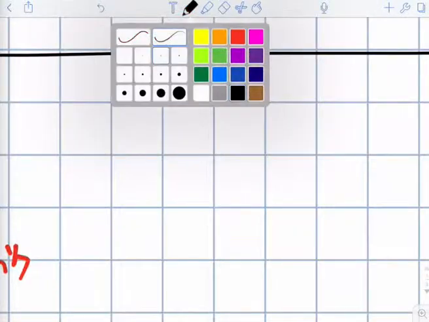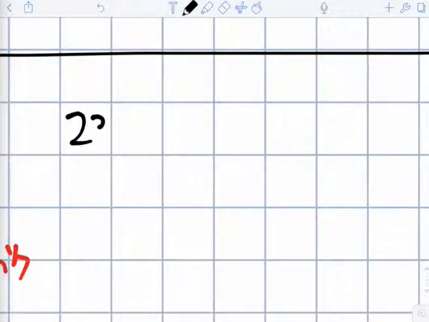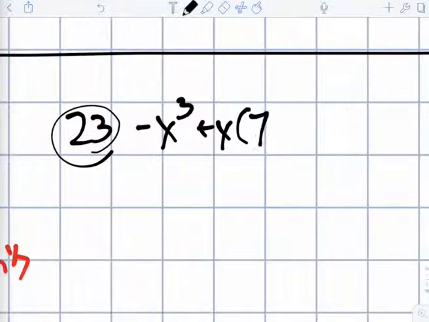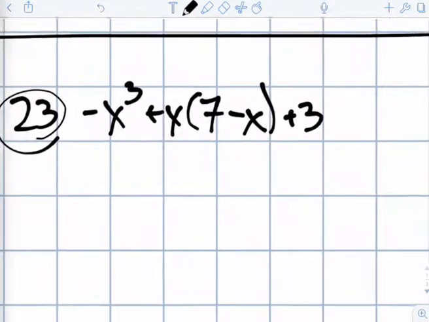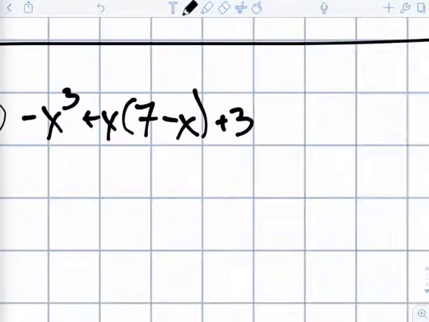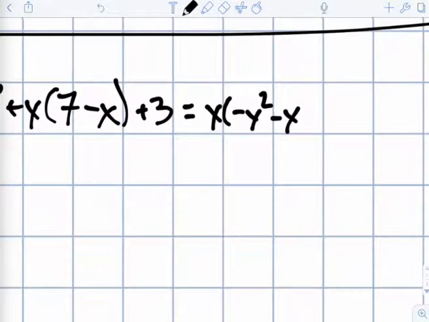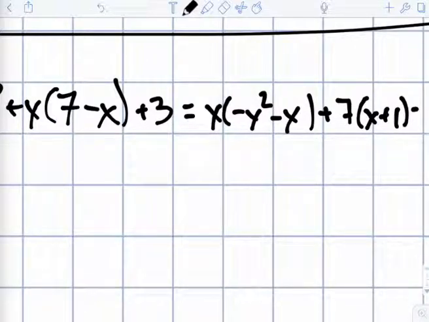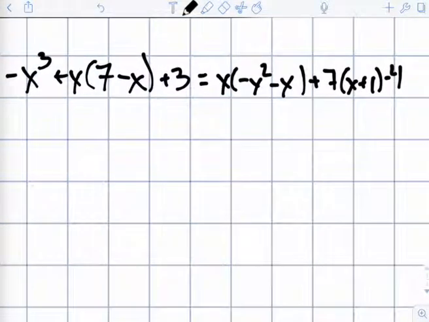So we got 22. Or 23, excuse me. 23 is negative x cubed plus x times 7 minus x plus 3. Is that equal to x minus x squared minus x plus 7 times x plus 1 plus minus 4? Okay, so I'm dealing with that.